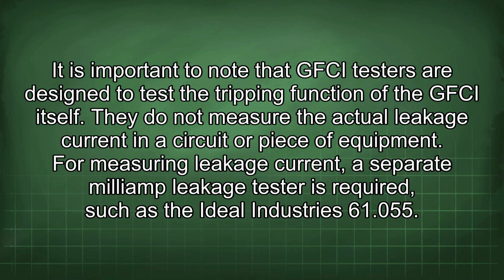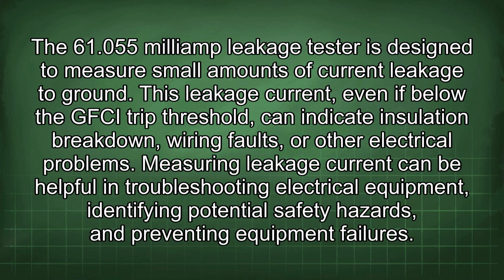It is important to note that GFCI testers are designed to test the tripping function of the GFCI itself. They do not measure the actual leakage current in a circuit or piece of equipment. For measuring leakage current, a separate milliamp leakage tester is required, such as the Ideal Industries 61.55. The 61.55 milliamp leakage tester is designed to measure small amounts of current leakage to ground. This leakage current, even if below the GFCI trip threshold, can indicate insulation breakdown, wiring faults, or other electrical problems. Measuring leakage current can be helpful in troubleshooting electrical equipment, identifying potential safety hazards, and preventing equipment failures.